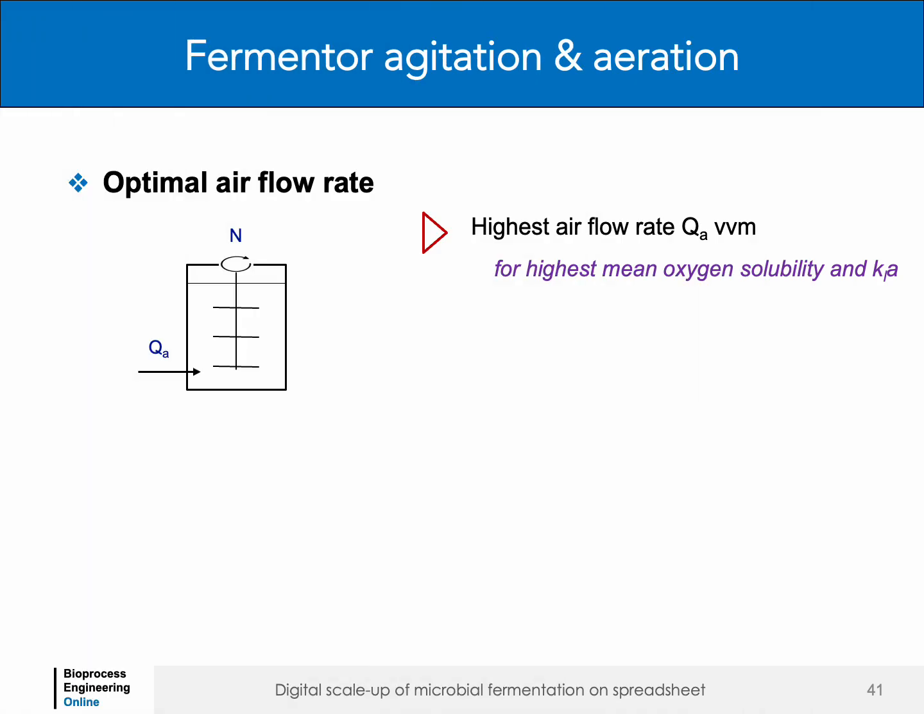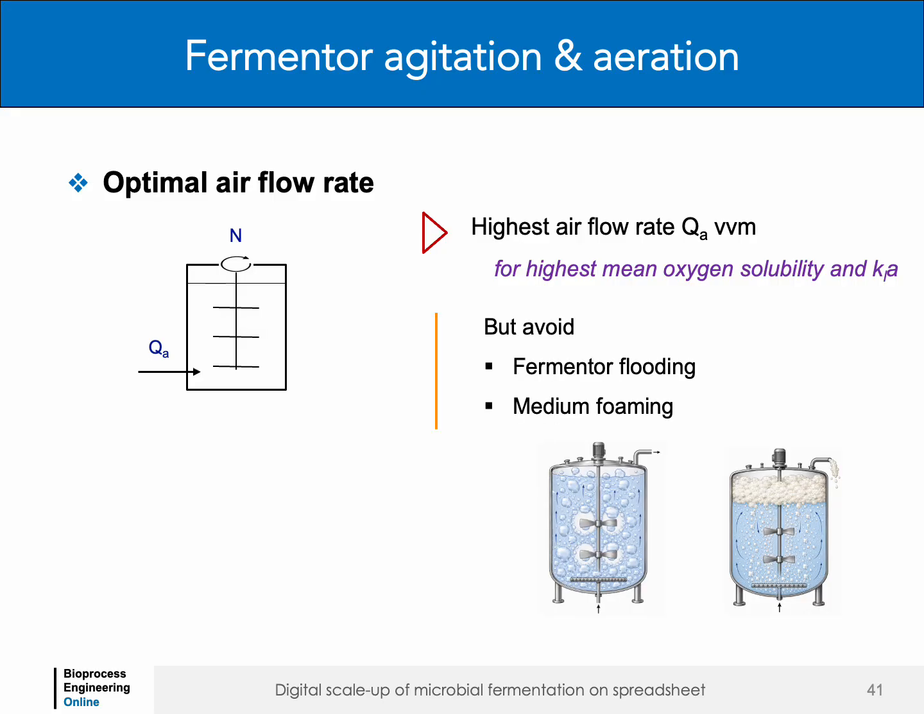For fermenter aeration, a high airflow rate QA is preferred in order to maximize oxygen solubility and the oxygen transfer coefficient KLA. However, the aeration rate should not be excessively high to avoid fermenter flooding and excessive foaming. For the industrial fermenter considered here, the volumetric airflow rate is set at 0.5 VVM.